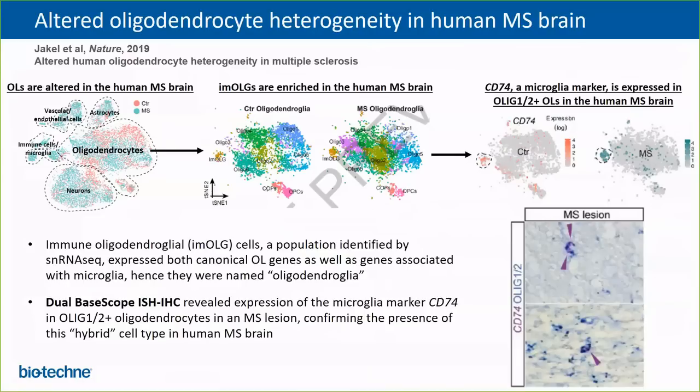Interestingly, these immune oligodendroglia are enriched in the human MS brain. Combining BaseScope-ish assay with IHC on the same section revealed expression of the microglia marker CD74 in OLIG1-2 positive oligodendrocytes in an MS lesion, confirming the presence of this hybrid cell type in the human MS brain.